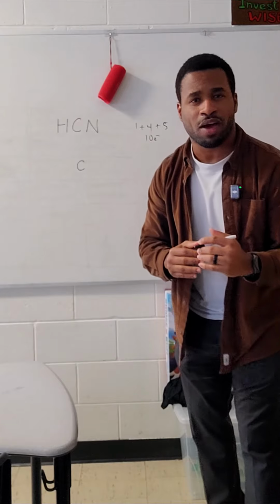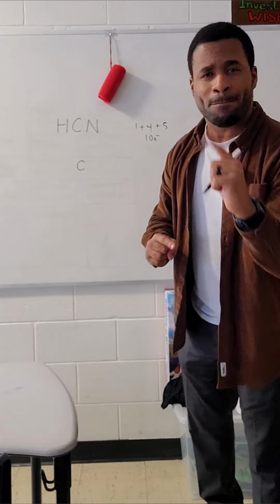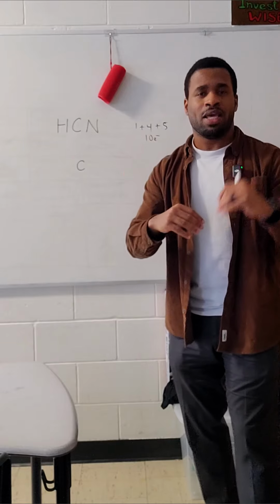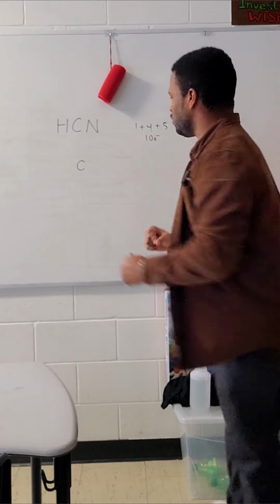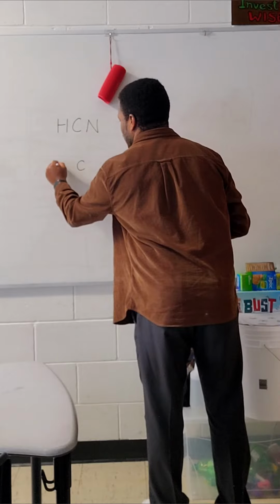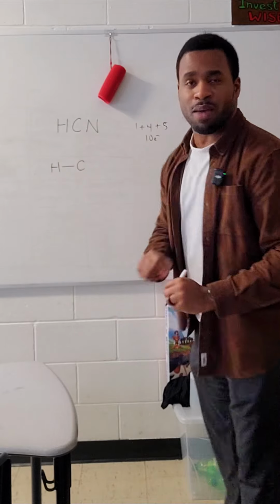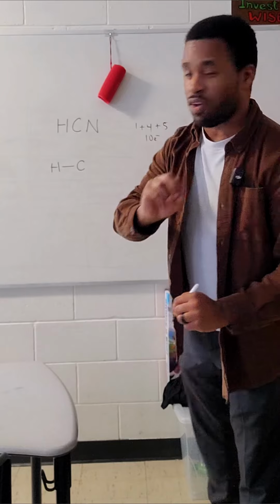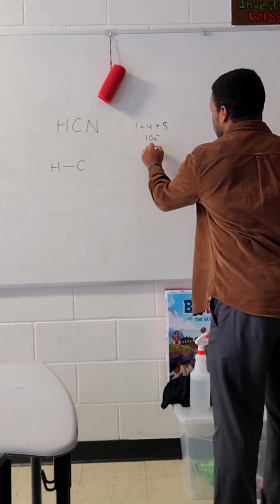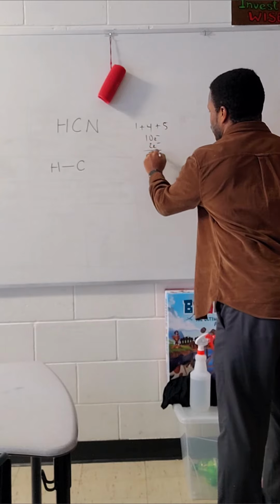In this case, for hydrogen, we know that only one bond is generated and there are no lone pairs on the hydrogen for it to be neutral. So there we have it. We have our first bond. That means we've used 2 electrons, so we're going to be left with 8 electrons.